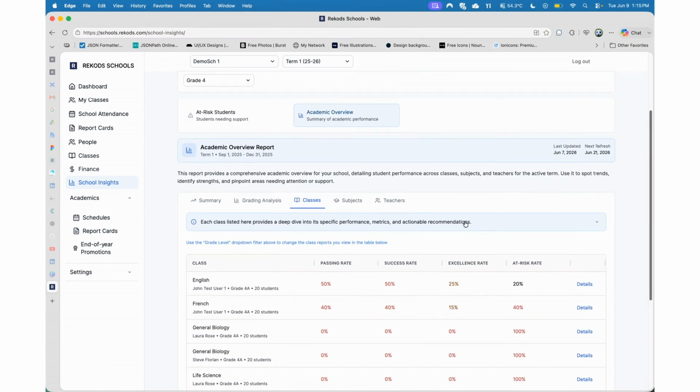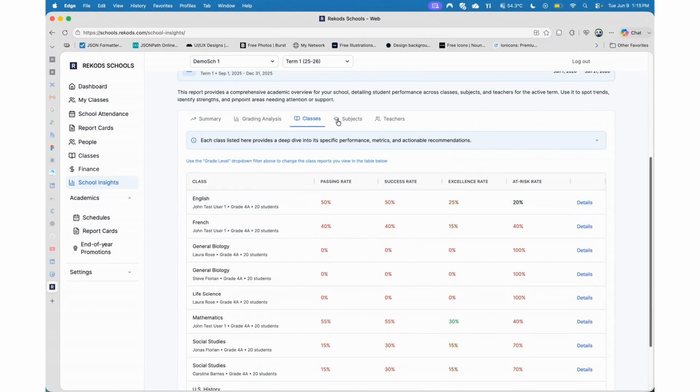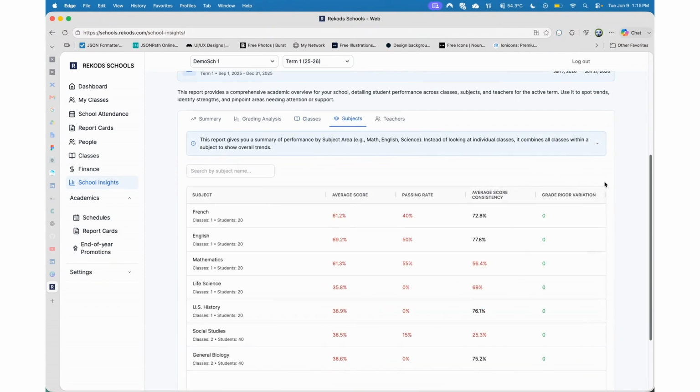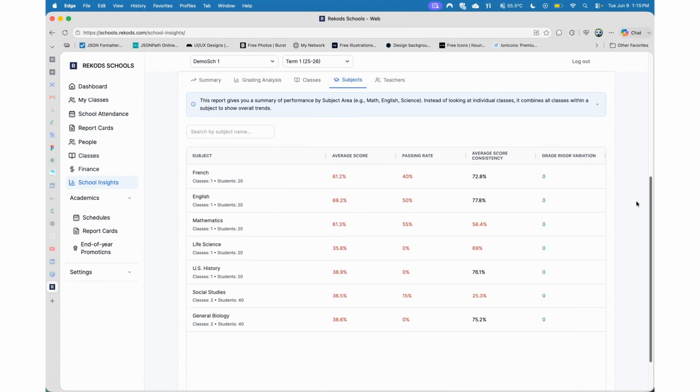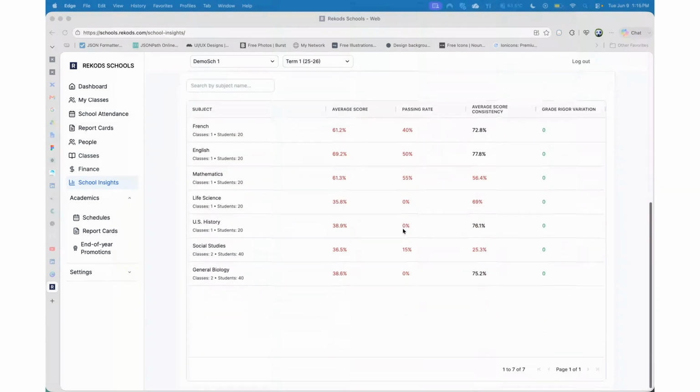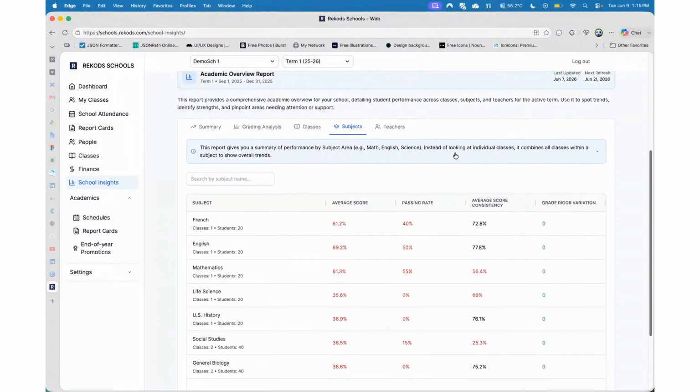The Subjects tab takes a step back from individual classes and looks at subject areas as a whole. Instead of asking, how is John Test User's French class doing? It asks, how is French doing across the school? This is useful for 2 different things. First, departmental health.